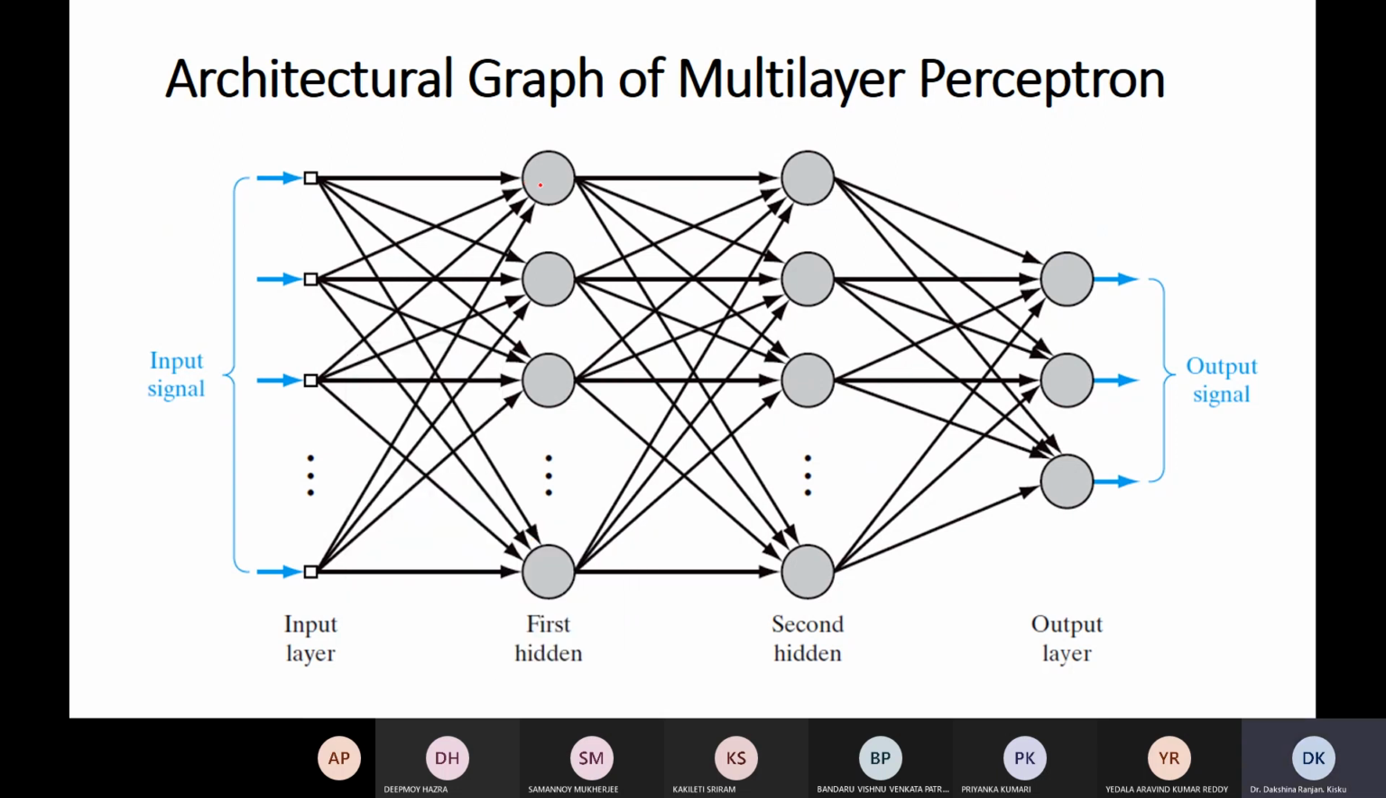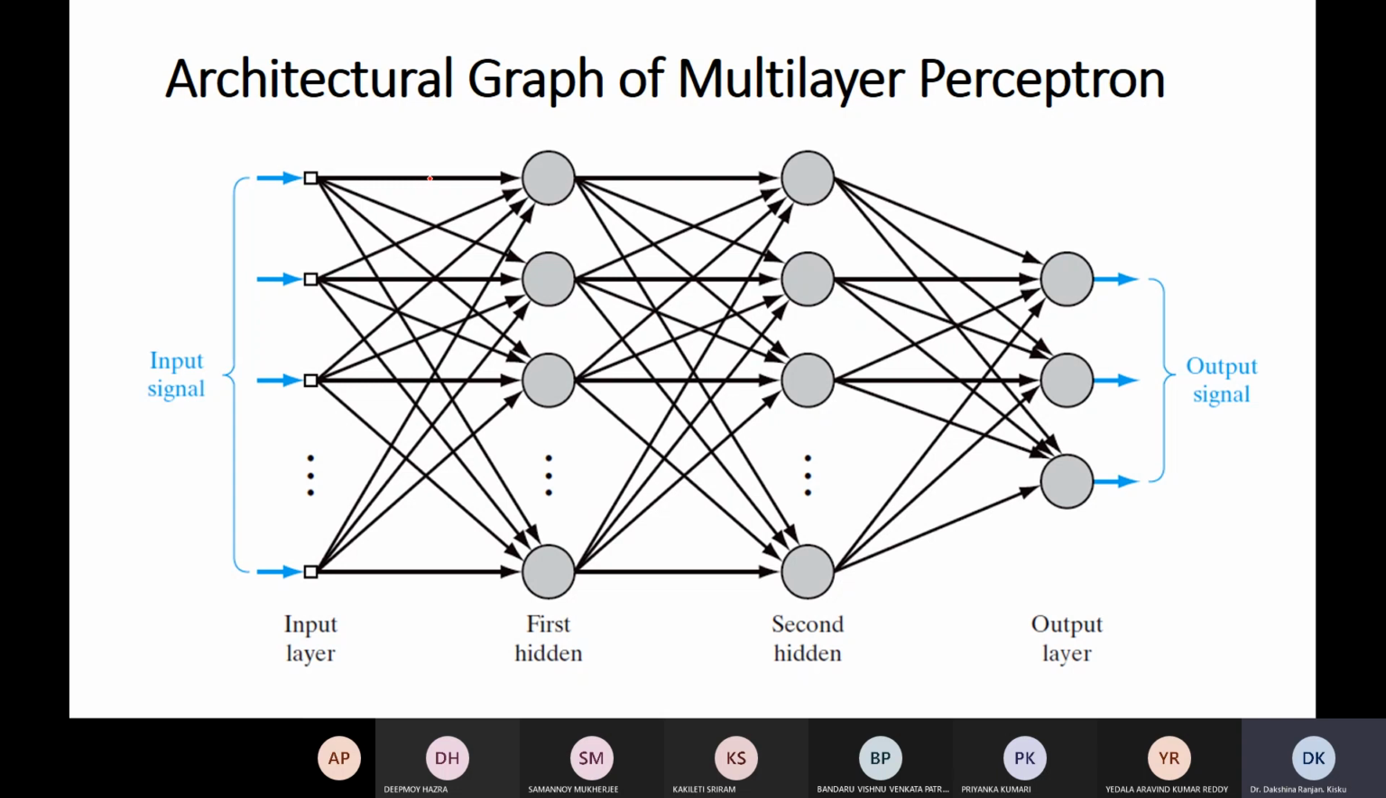So here you can see that if we consider the first hidden layer, each neuron in the first hidden layer is found to be connected to all the inputs in the input layer. Similarly, if we consider each neuron in the second hidden layer, then each neuron is found to be connected to all the neurons in the previous layer. That means the first hidden layer.